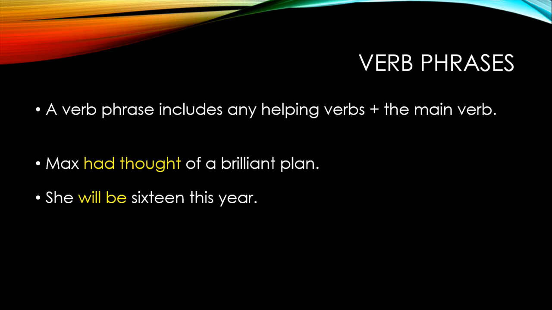Here's another one. She will be 16 this year. Will be is the entire verb. The movie could have been better. Could have been is the entire verb phrase because you need to include all of the helping verbs with it.